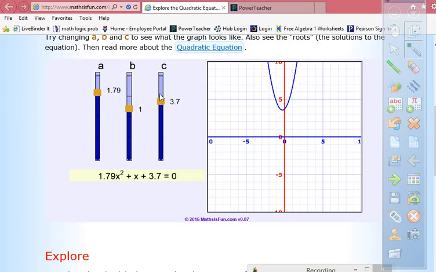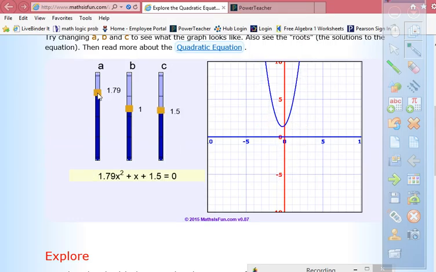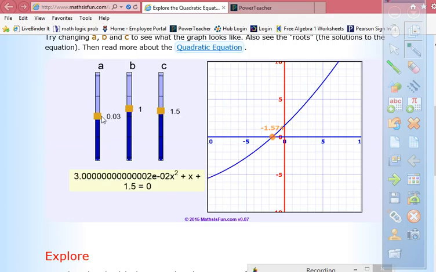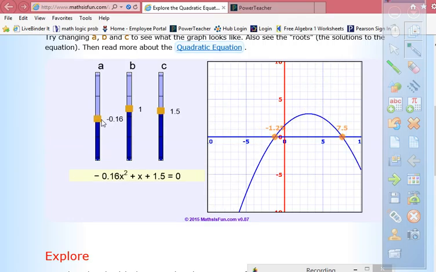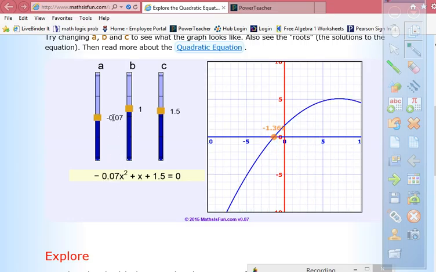So that vertex either goes up when our c value is positive, or it goes down when that c value is negative. The a value tells us how wide or narrow our graph is. So notice as our number gets bigger, that graph gets narrow. As that number gets smaller, closer to 1, it gets really wide. And then if that a value is negative, it opens down. So wide and narrow, up and down is for our a value. So those are some things we'll talk about in this lesson.